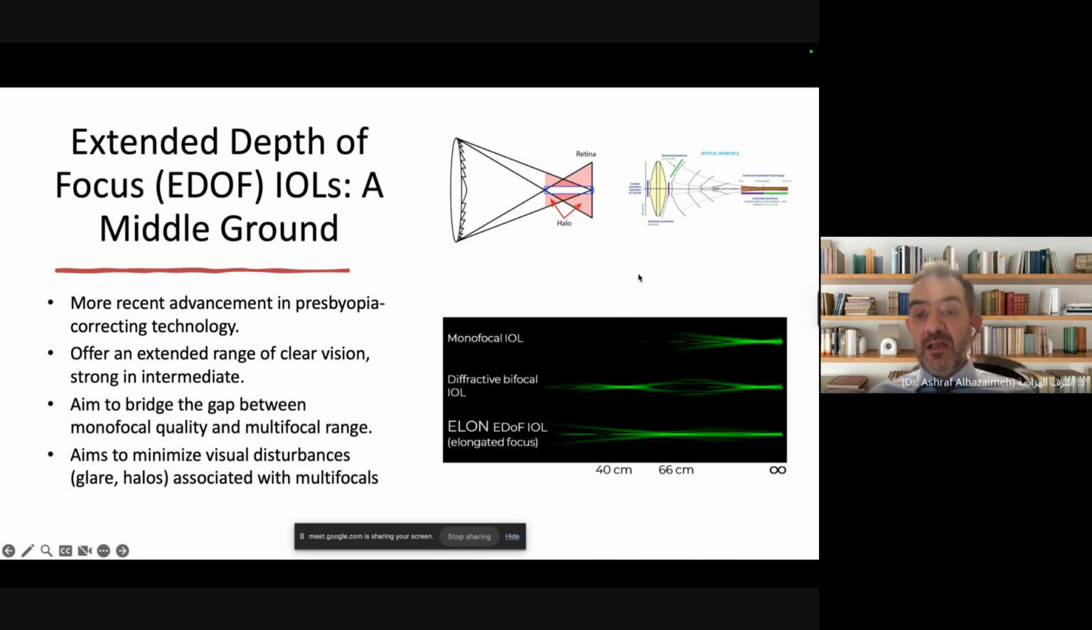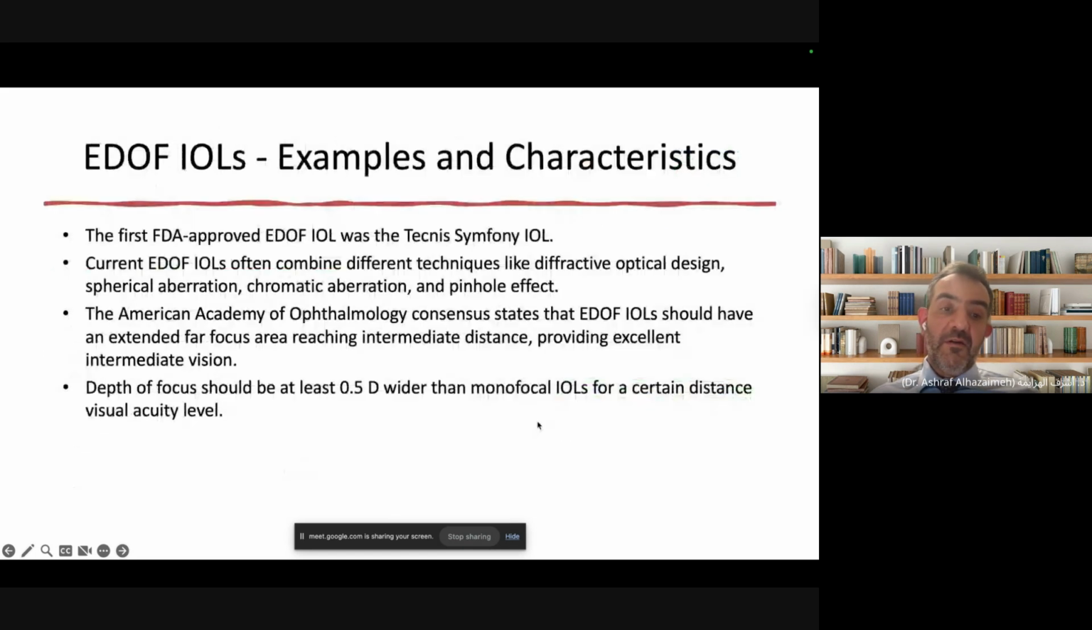But instead of that, the light is put into a long tube of focus, an elongated focus. If you see here from infinity until like 60 centimeters, it is a continuous focus without the surrounding halos. And this is the main advantage of these lenses, that they reduce halos and glare in comparison to the multifocal IOL, but the disadvantage is that they lack the near part of vision.